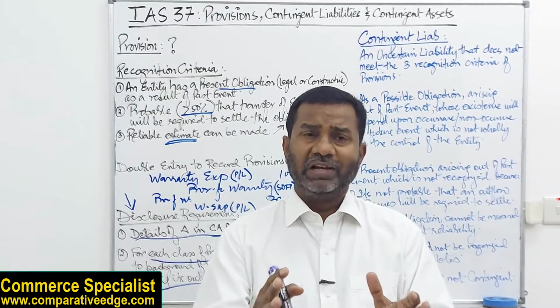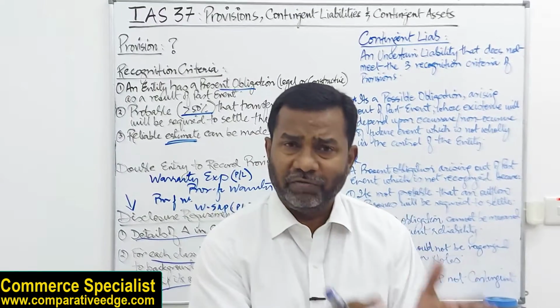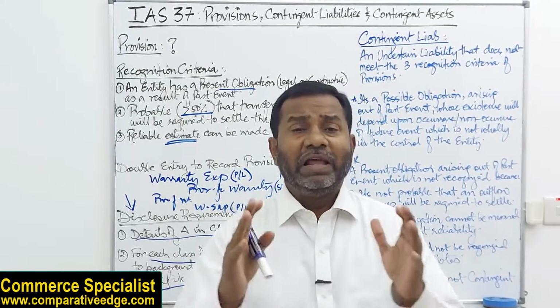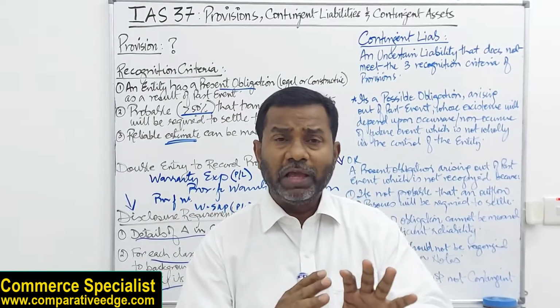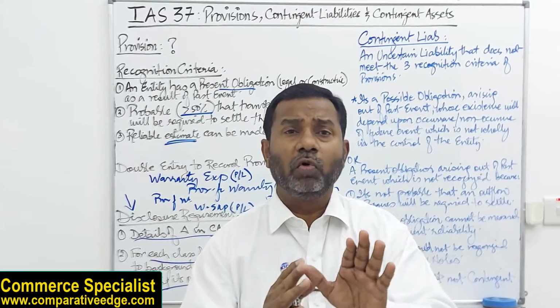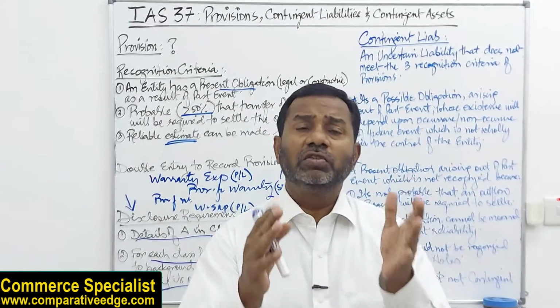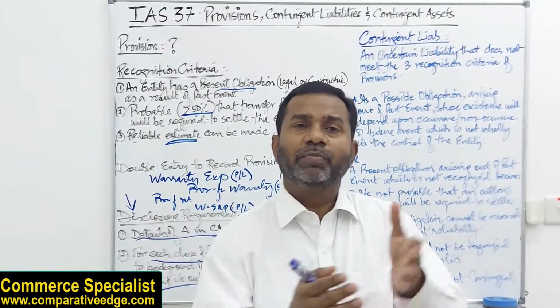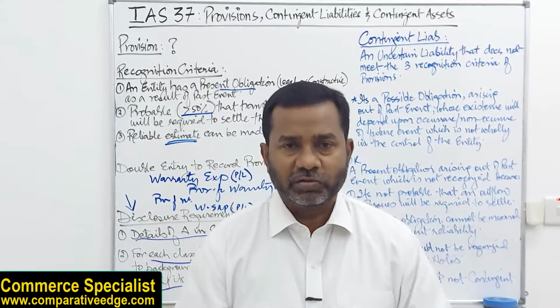So the rule of thumb: contingent liabilities should not be recorded in the financial statement. Instead, they're disclosed in the notes to the accounts. And if the probability at any given point of time goes above 50%, then it does not remain a contingent liability anymore. In fact, it becomes a provision which should be recorded in the financial statement.